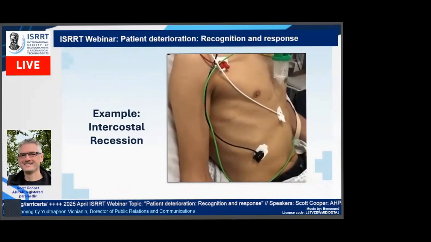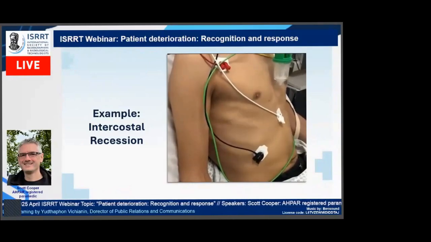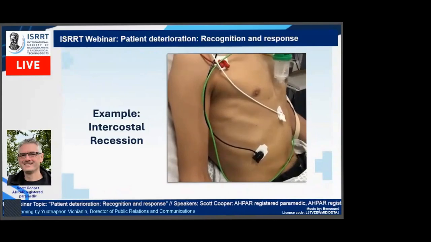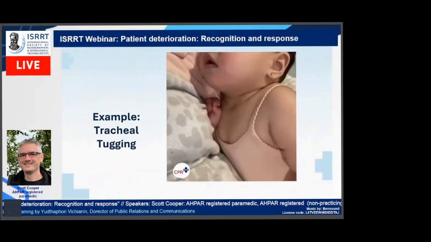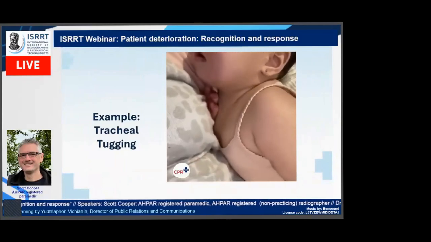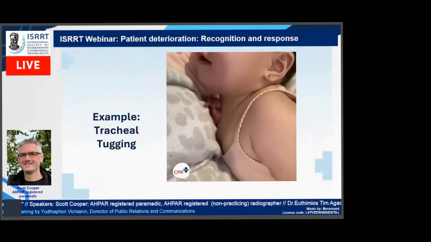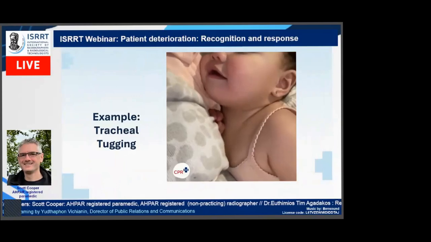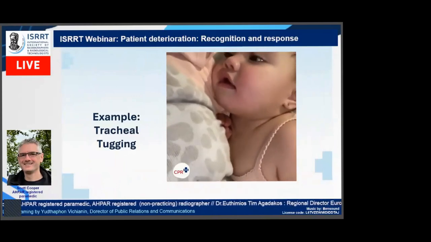This is a very easy observation to make by any MRP, and obviously they can be trained to then recognise this as representing respiratory distress in their patient. Taking peds now, we can look at this patient here, a very young patient who has tracheal tugging, which again is an indicator of respiratory distress. And if we can train MRPs in recognising this kind of thing, we can hopefully get on top of it early and get treatment earlier on.